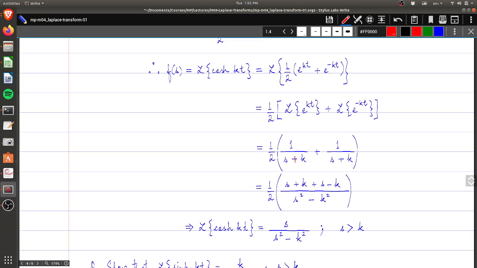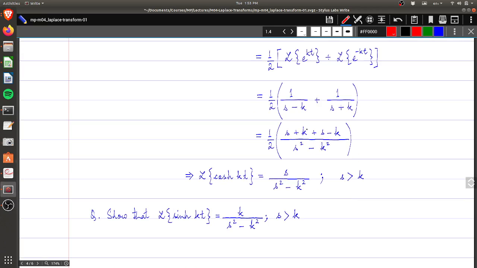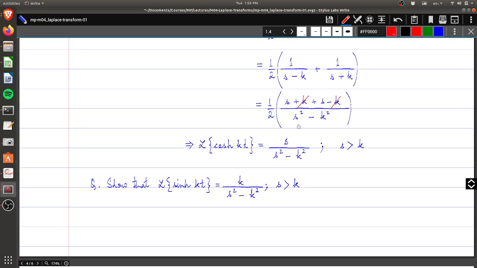Now combine these two together. We have s minus k and s plus k, which gives us s square minus k square in the denominator, and in the numerator s plus k plus s minus k. The plus k and minus k get cancelled out, and what is left is twice s. The 2 and 2 cancel, and as a result the Laplace transform of the hyperbolic cos is s by s square minus k square.